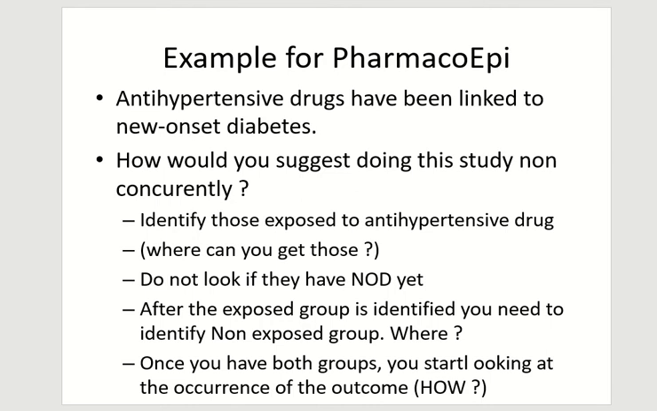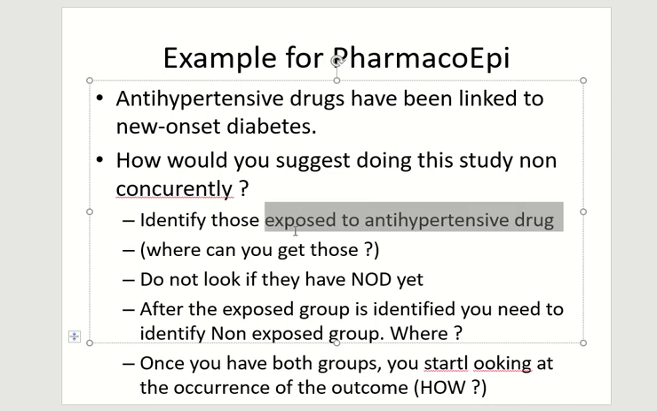Okay. So think about how you're going to do the study. Identify those exposed to the antihypertensive drug. Remember, that's the starting point. You need to find a place where you have records of those taking the medication and those not taking the medication. Where would you go to find these people? Where would you go to find people that are taking the medication and not taking the medication? So think about it. As if you're asked to do the study, where would you go to find people that are on antihypertensives and non-hypertensives? Okay.